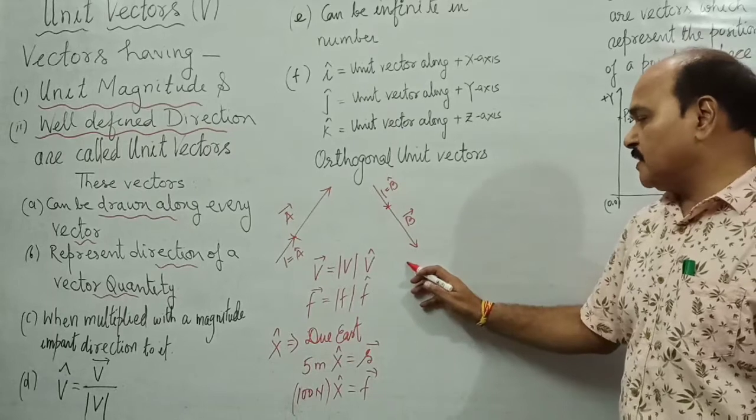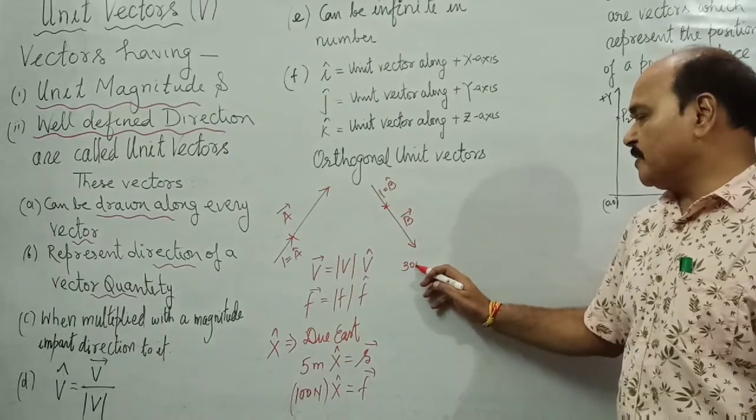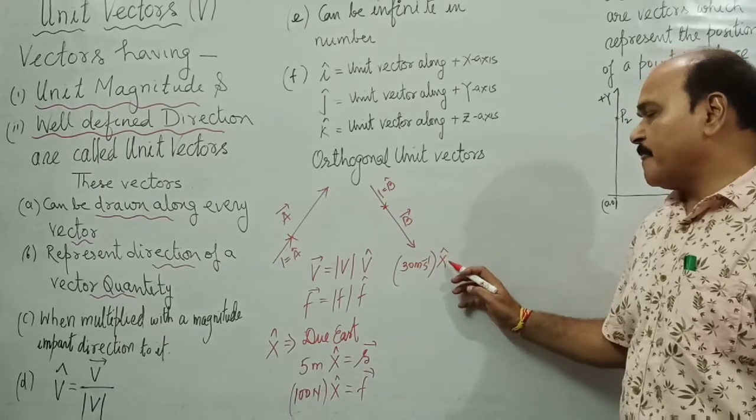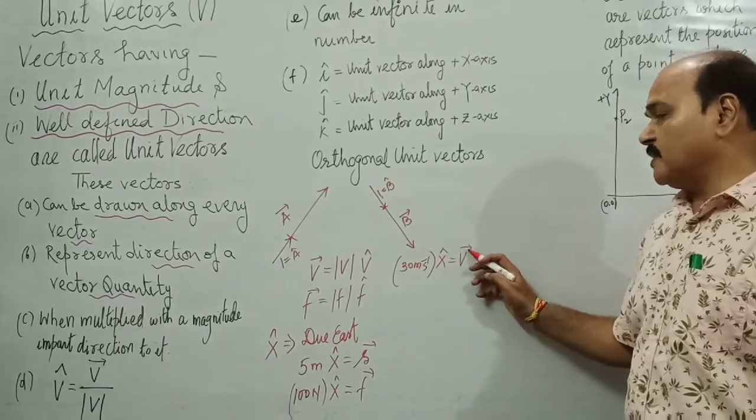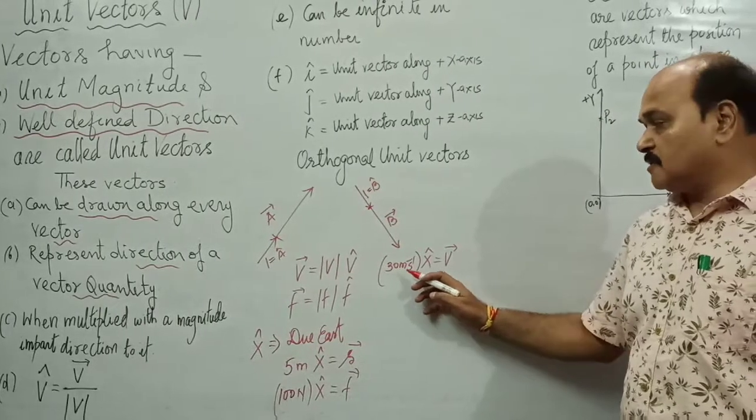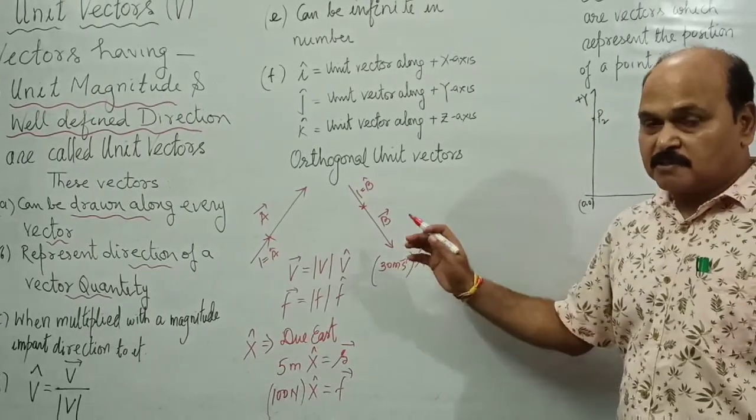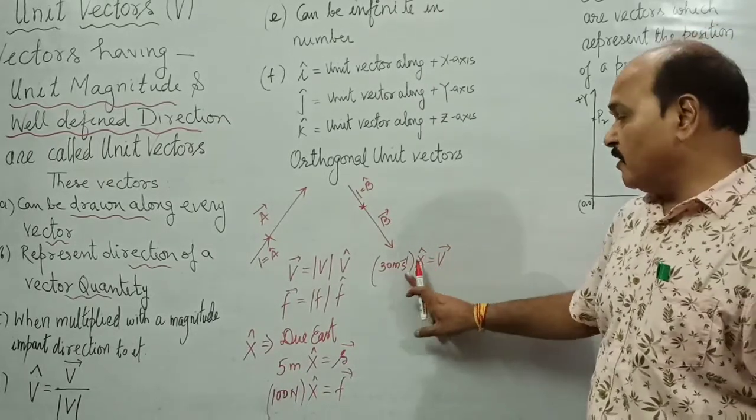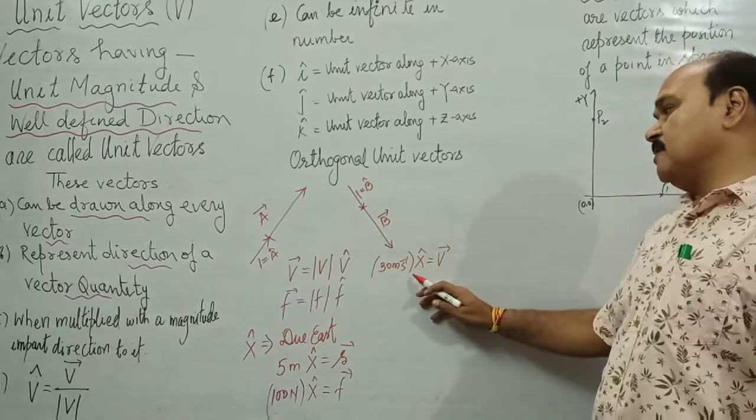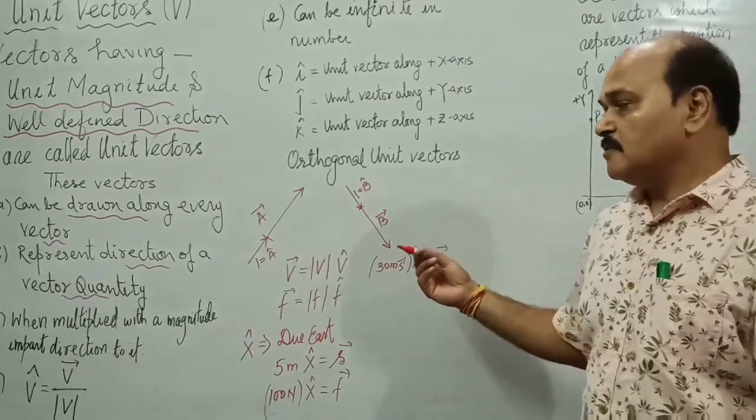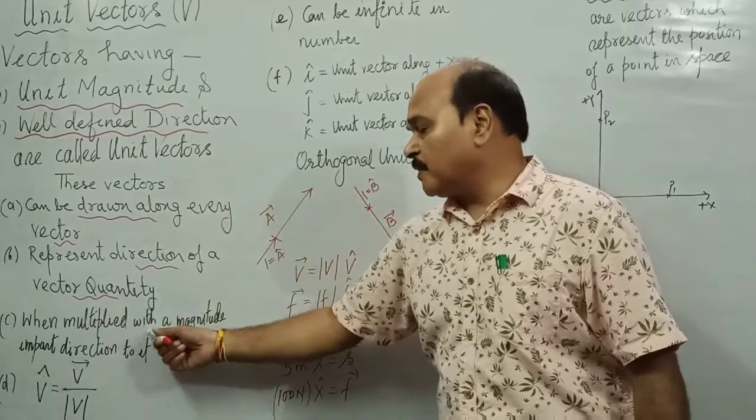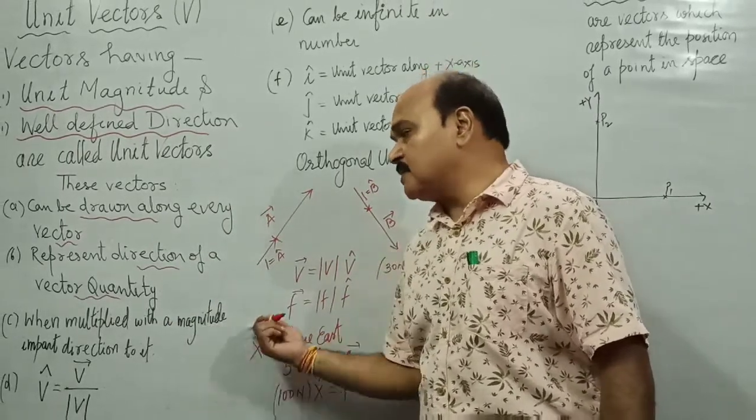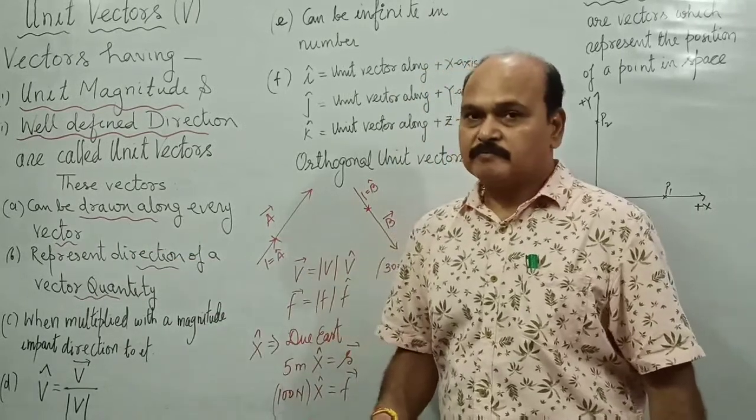We have a velocity of say 30 meter per second. If we multiply this velocity with x cap, it becomes a velocity vector. This is 30 meter per second. It has no direction, but the moment it is multiplied with x cap, this becomes a velocity whose direction is due east. So unit vectors, when multiplied with any value, impart direction to that particular value.